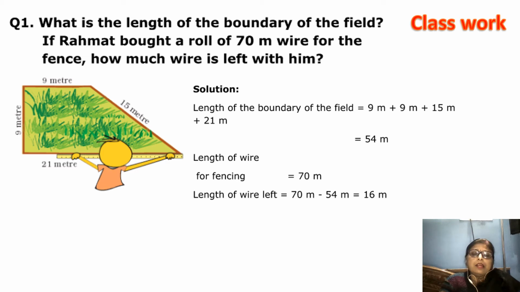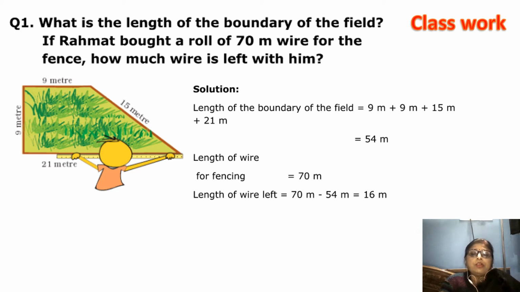In another way you can say the perimeter of the field. You add the measurement of all the segments, then you will get the length of the boundary of the field, and that is equal to 54 meter. Now next question is, you have to fence this field. How much wire is needed for it?